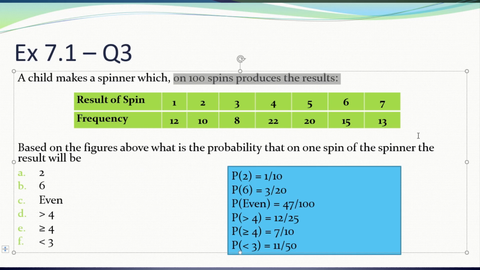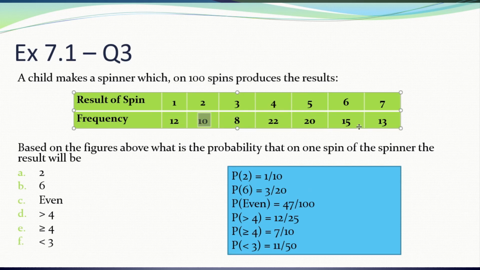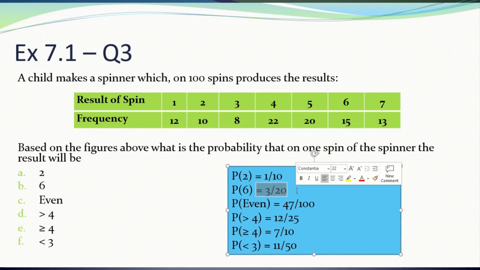Alright, that means the total frequency is 100. Find the probability it will result in a 2. 10 out of 100, answer will be 1 over 10. What's the probability it's a 6? 15 out of 100, lowest form, 3 over 20.